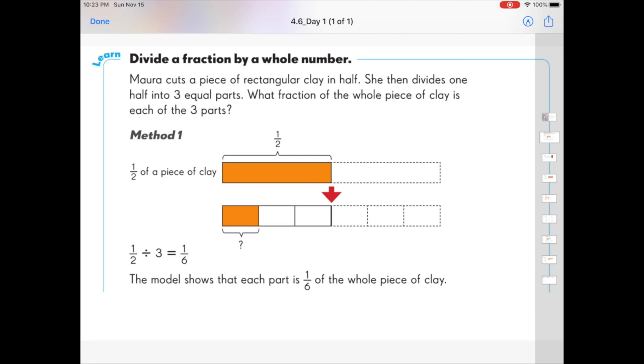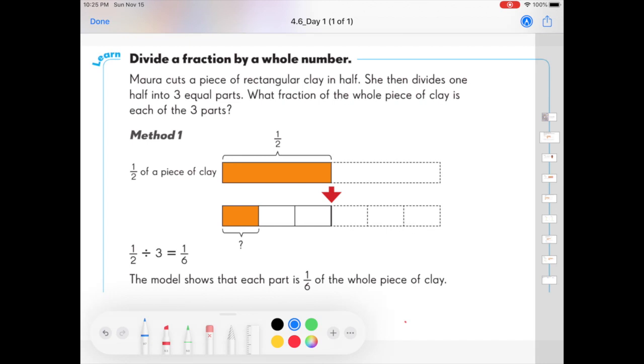It says Mara cuts a piece of rectangular clay in half. She then divides 1/2 into 3 equal parts. What fraction of the whole piece of clay is each of the 3 parts? Okay, so let's just go ahead and visualize this first of all.